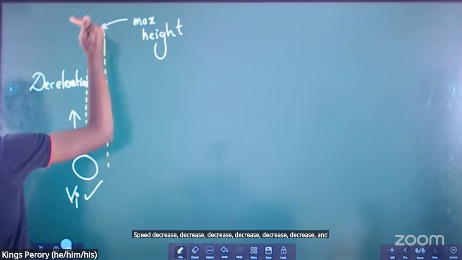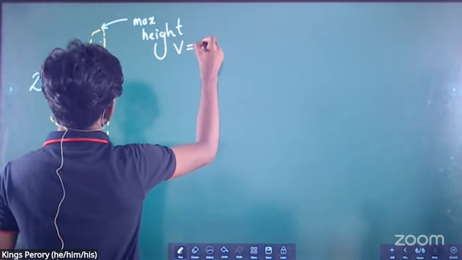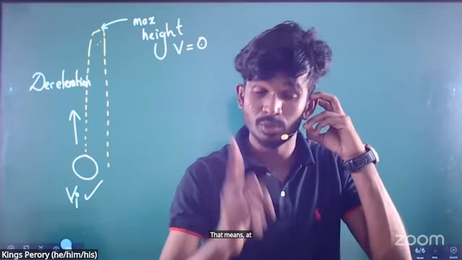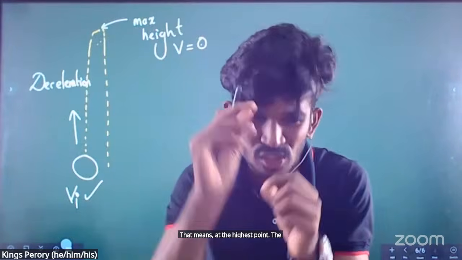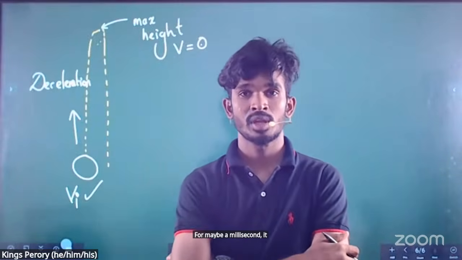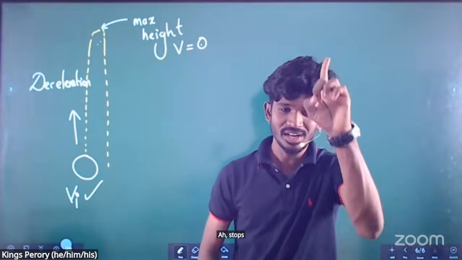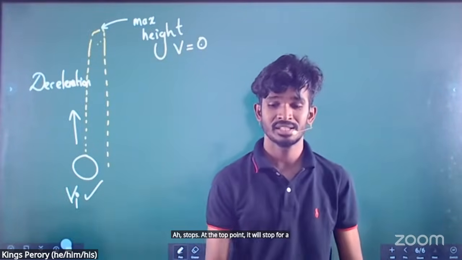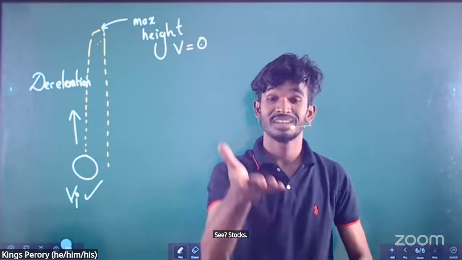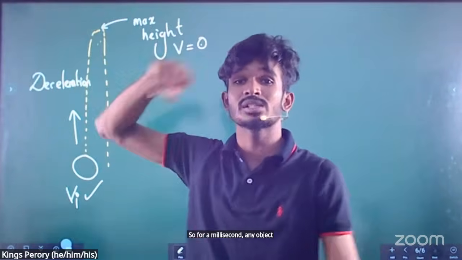And at the top point, velocity becomes 0. That means at the highest point, the ball will stop. For maybe a millisecond, it will stop. If you want, you throw something and see. At the top point, it stops for a millisecond. See? Stops. So for a millisecond, any object that goes up will stop.